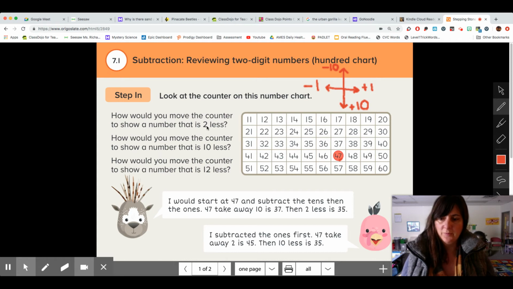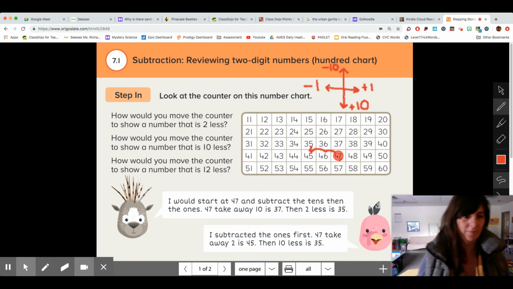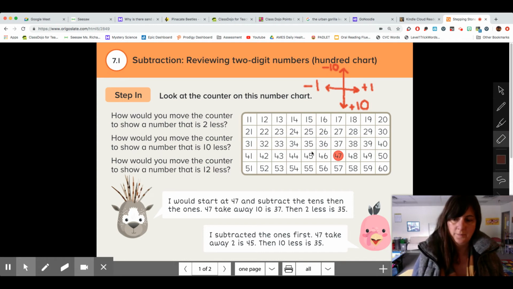So if we're going to move the counter to show a number that's 2 less, just 2 ones, right? So we're going to go to the left 2 spaces, 47, 46, 45. How would you move the counter to show a number that is 10 less? So to show 10 less, we would go up 1 space. We'd land on 35.